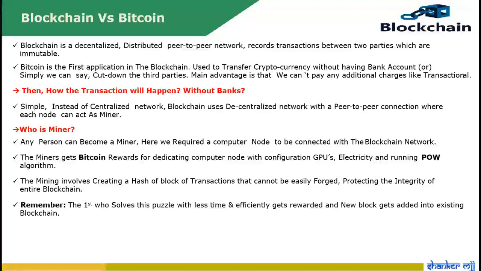The miners get a Bitcoin reward for dedicating a computer node with high-configuration GPUs, electricity, and running the proof of work algorithm. The miners' work involves creating a hash of a block of transactions that cannot be easily forged, protecting the integrity of the entire blockchain. Remember, the first who solves this puzzle with less time and more efficiency gets rewarded, and the new block gets added into the existing blocks.